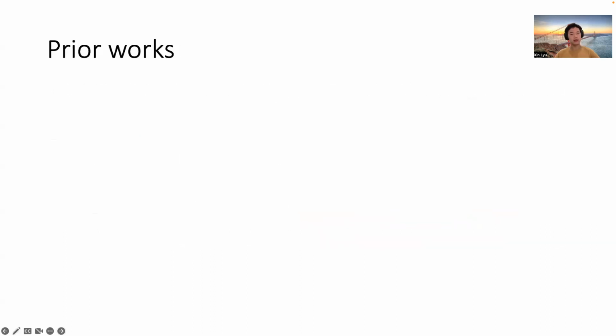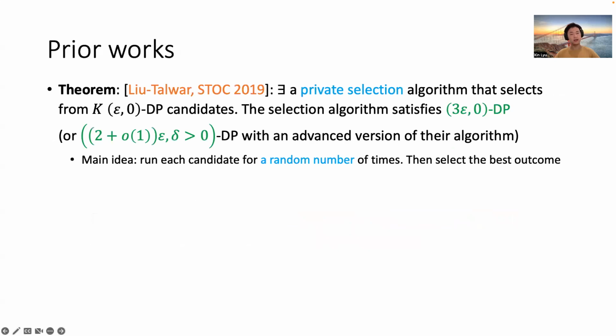Before stating our results, let me mention two prior works. First, in STOC 2019, Liu and Talwar showed a remarkable result, which is the first private selection algorithm that selects from an arbitrary number of private candidates. The selection algorithm has a reasonably good utility guarantee. It satisfies (3 epsilon, 0)-DP. So the privacy degradation is a factor of 3, which is independent of the number of candidates.